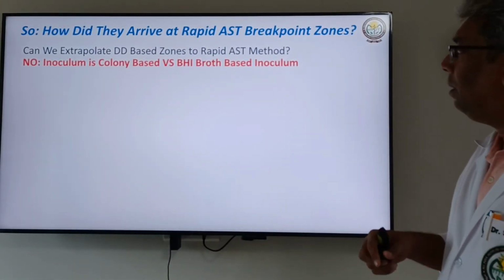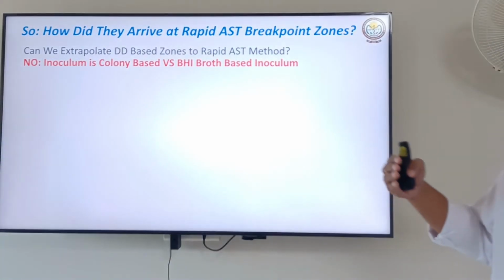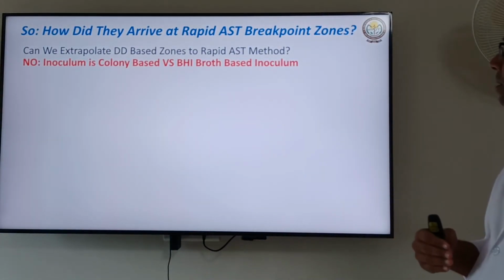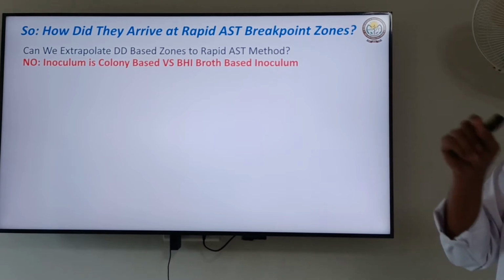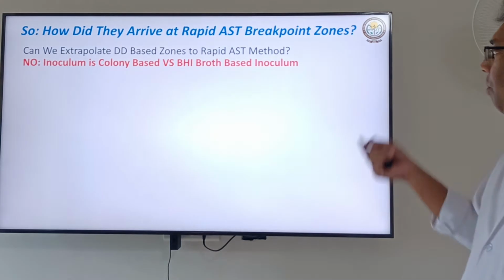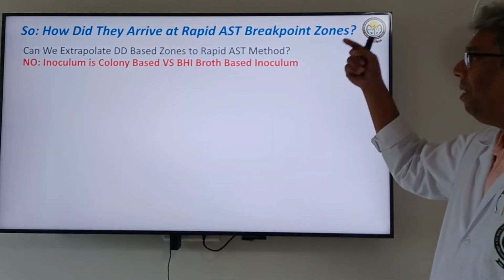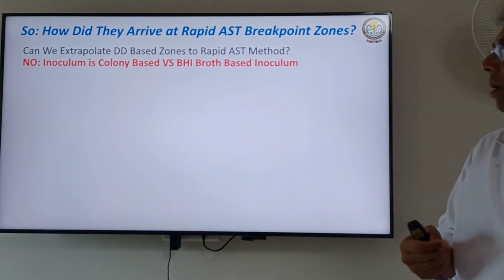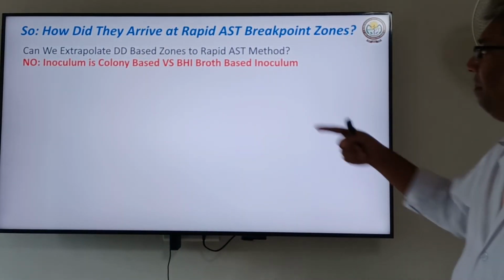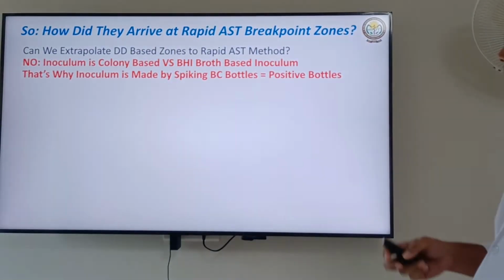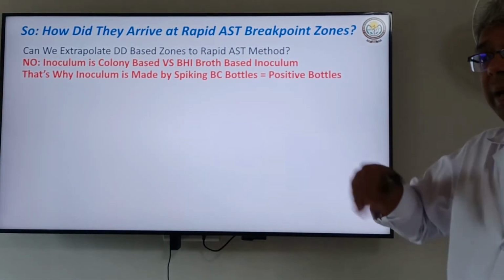The answer is no, because, as I said earlier, what we are testing in the routine disk diffusion method is basically a colony based method. Using the colony based method, we are picking up the colony and making an inoculum of 0.5 McFarland turbidity standard. Now in the rapid AST method, we are taking the positive blood culture bottle directly and using it as an inoculum. In that case, it is not the same as this, so you cannot compare both the methods together. That is why we have to create those conditions.